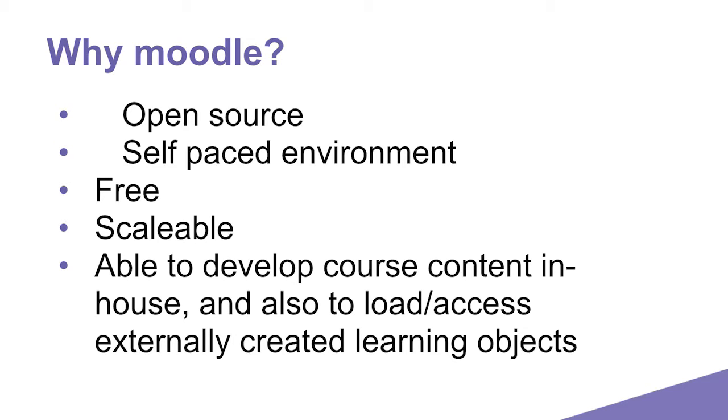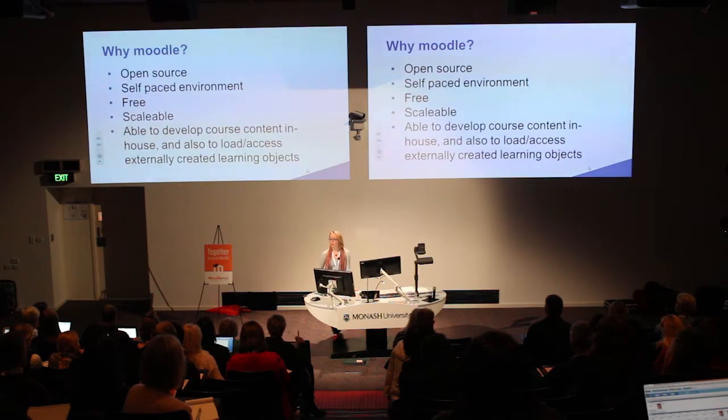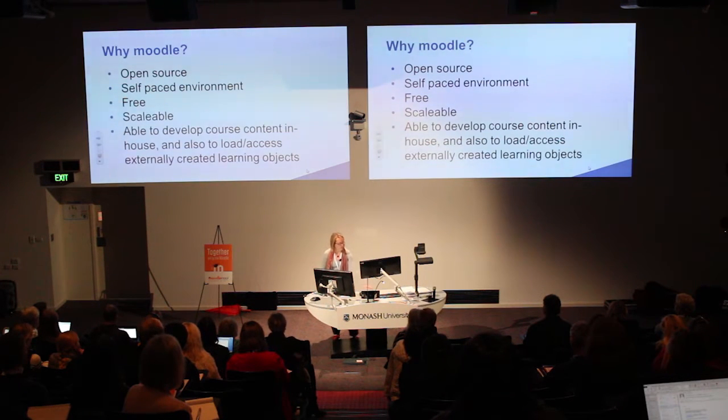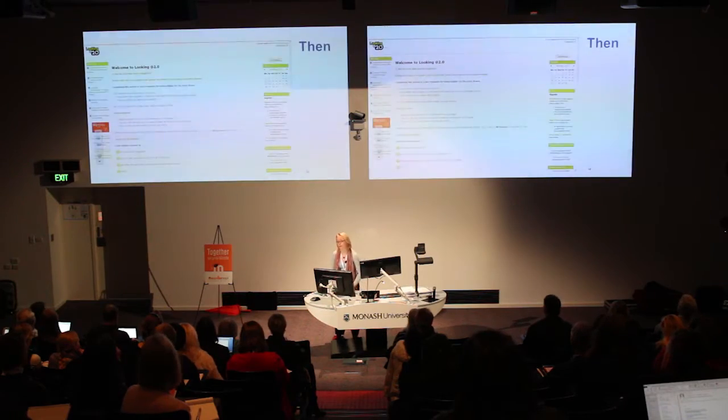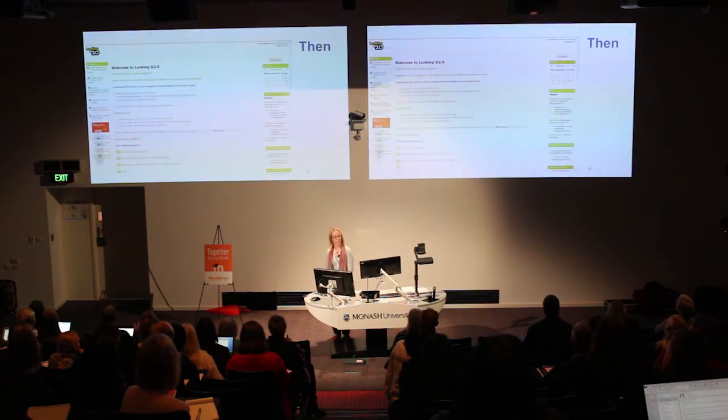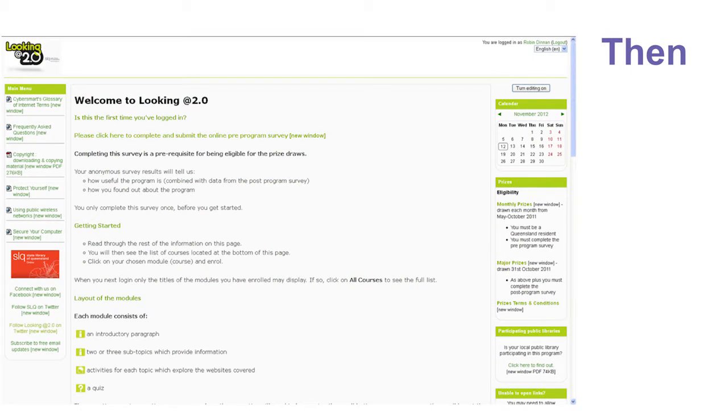That was one of the biggest selling points when we were trying to get the project off the ground. Instead of using something like WordPress or just a general website, we wanted something that would give us all that background underneath data that we needed to be able to improve the courses and to work with the public librarians who could possibly be helping people out in the communities as well. So it's scalable. We started off with the first iteration, which I think looks like that. So that was our first iteration of looking at 2.0. As you can see, it's really text heavy.